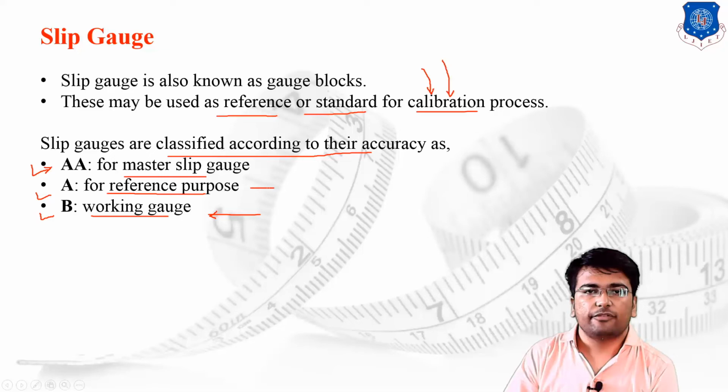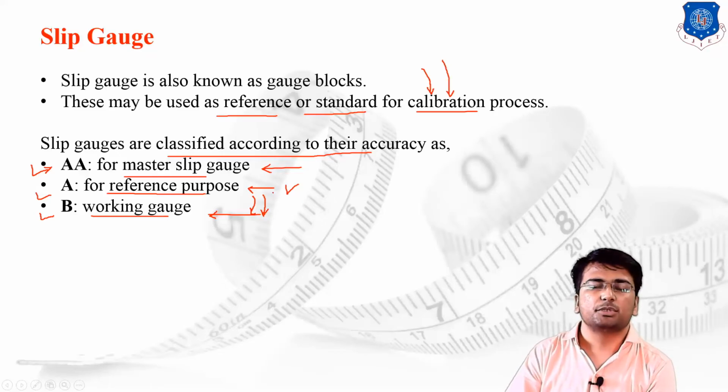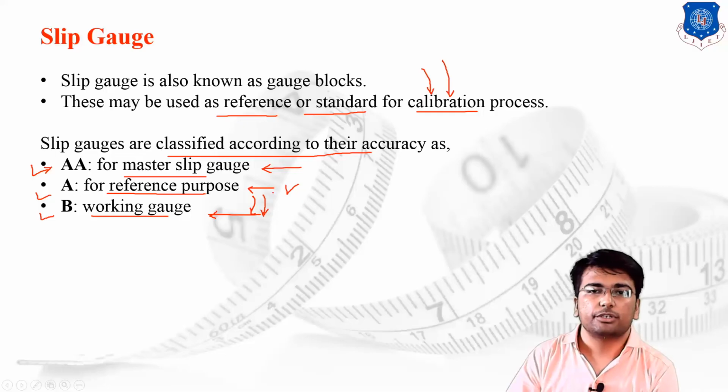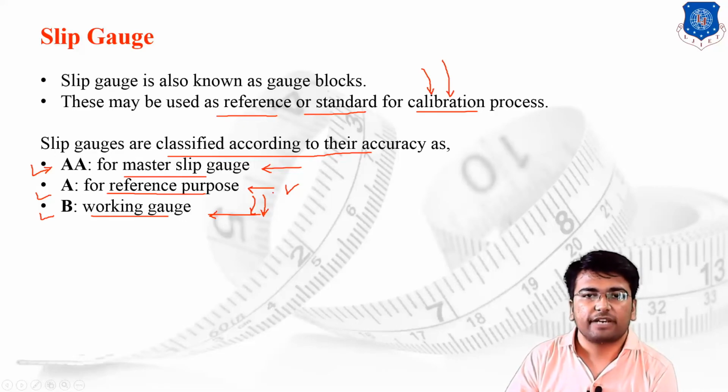Category A is useful for manufacturing or validating such slip gauges; we use the reference slip gauge. And the category AA slip gauges are the master slip gauges, the masterpiece, which is useful for providing the definition of the units. So this is the basic classification of slip gauges based on their category, or based on their application or accuracy.